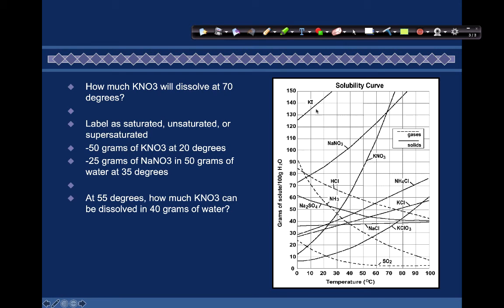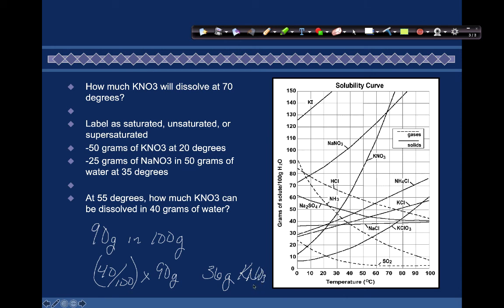I can get 90 grams at 55 degrees. So that's in 100 grams of water. Well, I don't have 100 grams, I only have 40. So 40 divided by 100 is about 40%. So if I multiply that, 40% by 90, I'm going to get about 36 grams. Okay, so I can dissolve 36 grams of potassium nitrate at that given temperature if I have 40 grams of water. If I had 100 grams of water, I could do 90.